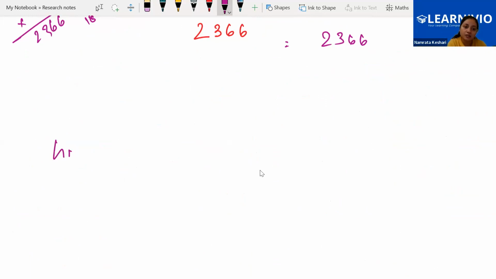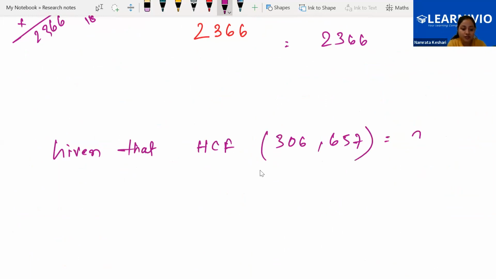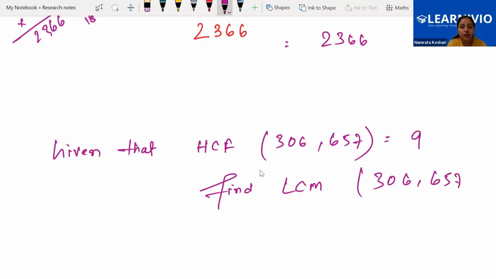Given that HCF of 306 and 657, these two numbers, is 9. Find LCM of the same, that is 306 and 657. Whenever we have this type of question, we are not going to do the prime factorization, and we will be finding the LCM by using the process which we were discussing yesterday.